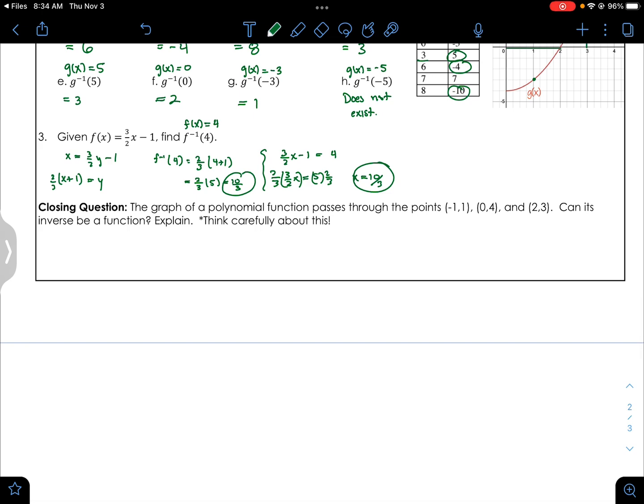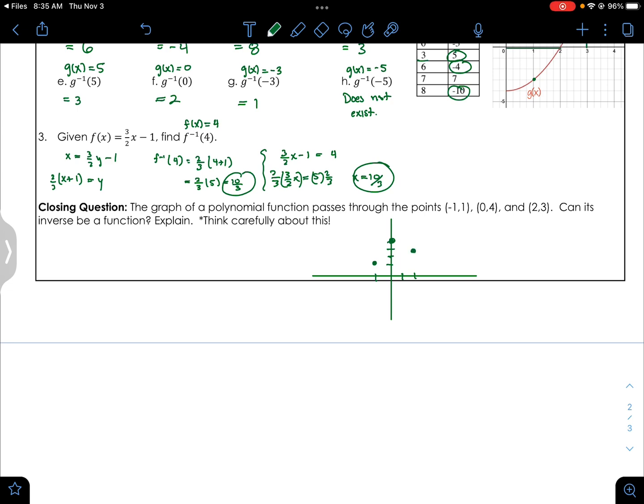And finally, the last question: the graph of a polynomial function passes through the points -1, 1, 0, 4, and 2, 3. Can its inverse be a function? Think carefully about this. If we plot these points on a coordinate grid, we would have -1, 1 somewhere right there. We'd have 0, 4, which would be right here. And then we'd have 2, 3, which would be right here.